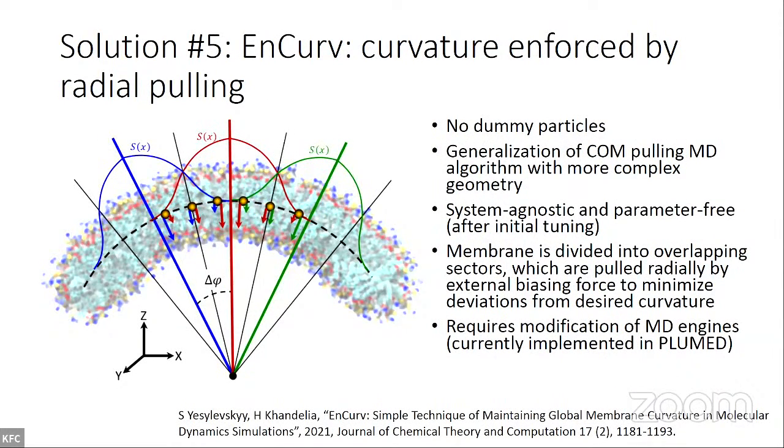Another thing, you can enforce the curvature by radial pulling, so it's shown schematically here. You're computing the midline of the membrane, and you are pulling the midline in terms of some kind of cylindrical geometry. And in this case, you have no dummy particles. You can generalize the center of mass pulling, which is already present in MD engines, to do this. It's also system agnostic and it's parameter free, which is always nice. So you can change the force fields, do whatever you want. But it requires modification of the MD engine, and also becomes much less efficient without this modification.